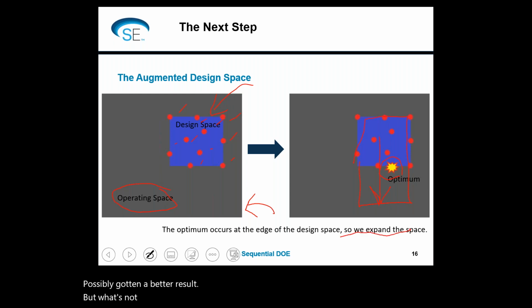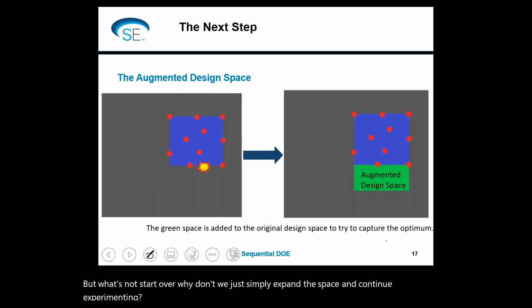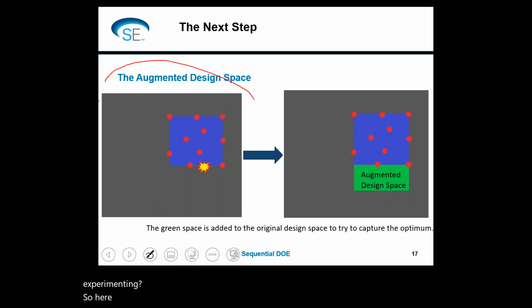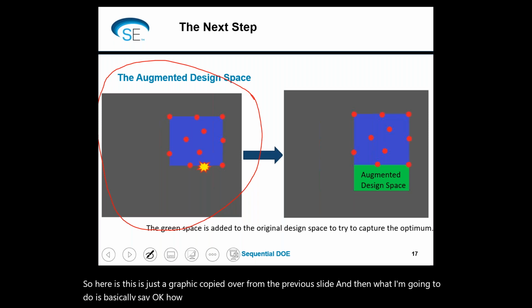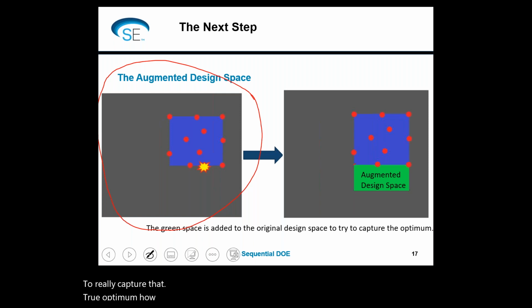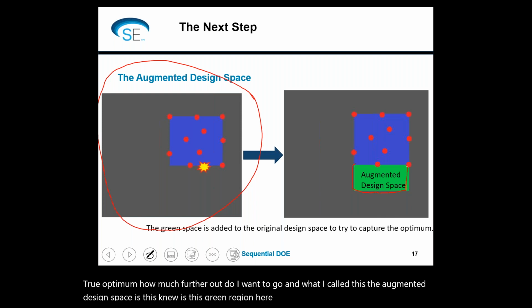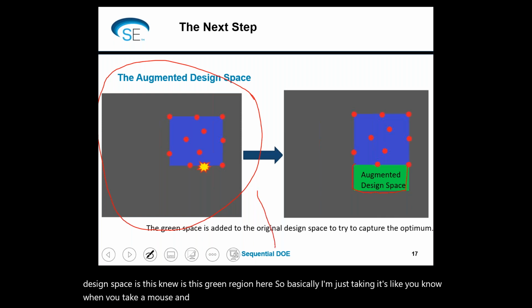Why don't we just simply expand the space and continue experimenting? So here is just the graphic copied over from the previous slide. And then what I'm going to do is basically say, okay, how far out do I want to go to really capture that true optimum? How much further out do I want to go? I call this the augmented design space, this green region here. It's like when you take a mouse and you drag a rectangle down, that's really all I'm doing here.